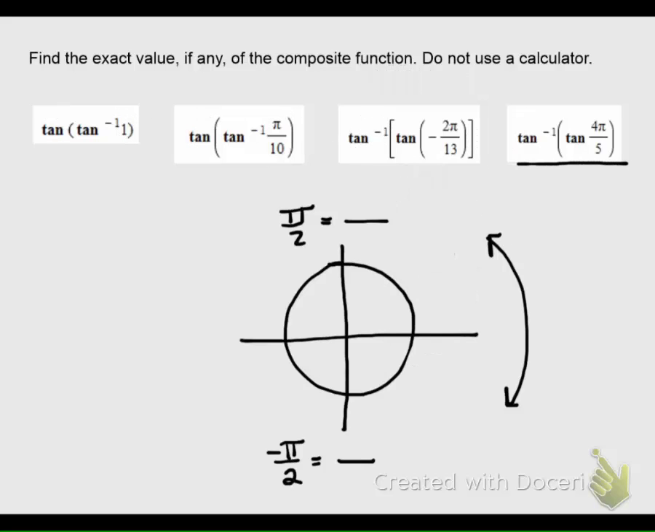Okay, and the last one, again, tan inverse, so it needs to be somewhere between negative pi over 2 and pi over 2. This time we're looking at the angle 4 pi over 5. And let's get a common denominator of 10. And so now you know it takes 4 tick marks, 1, 2, 3, 4, to hit that 5th pi over 10 tick mark that's up here. So 4 tick marks in every quadrant.